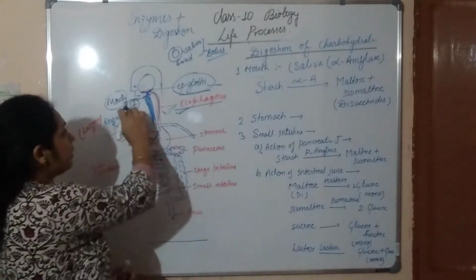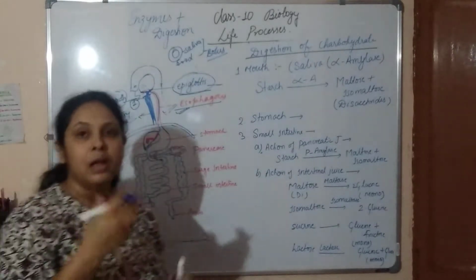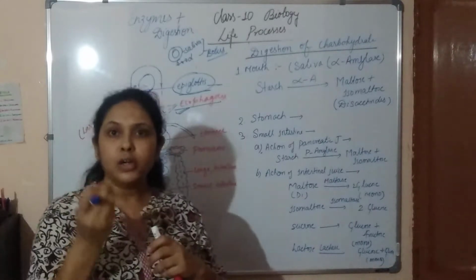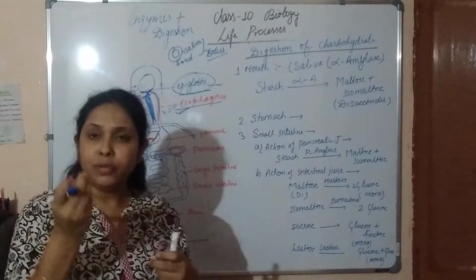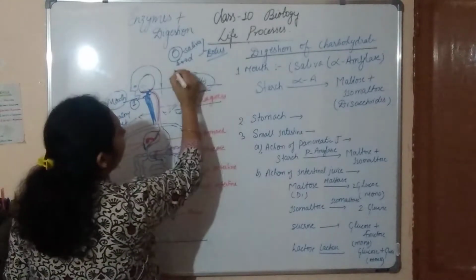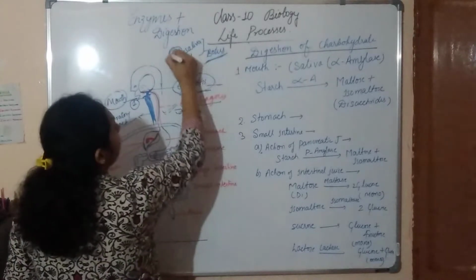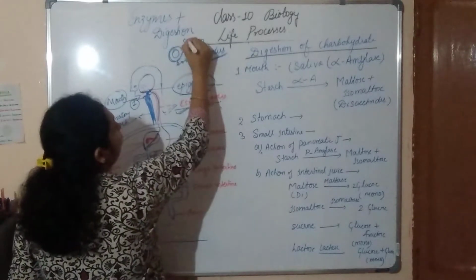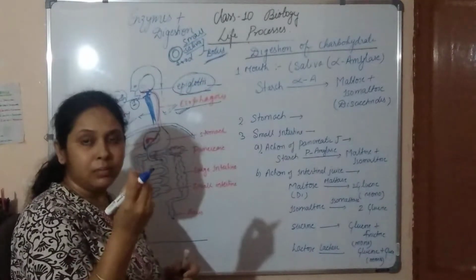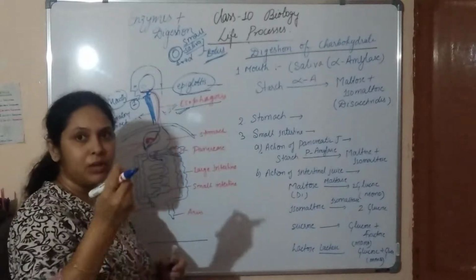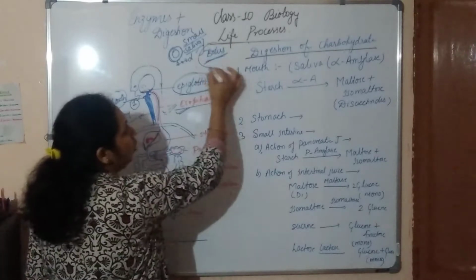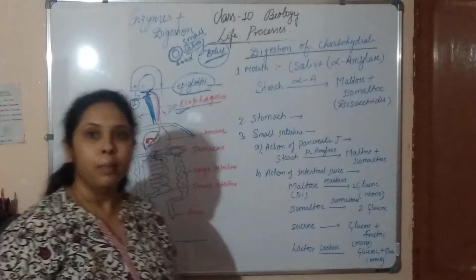Now after the mouth, the food is mixed with saliva. When we chew it, it is converted into very small particles, and when mixed with the saliva, that food is called bolus. That is called bolus.